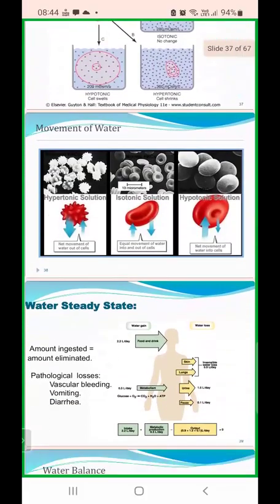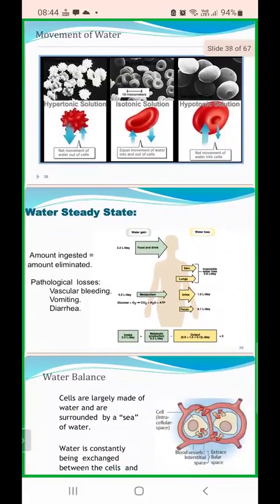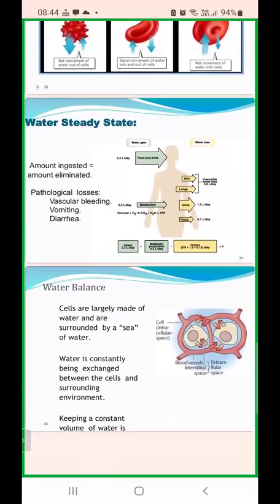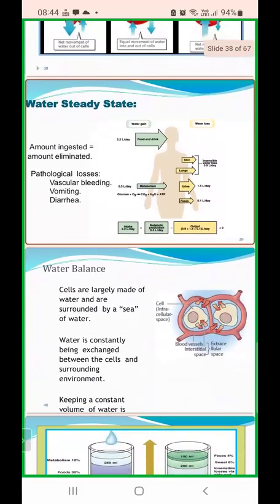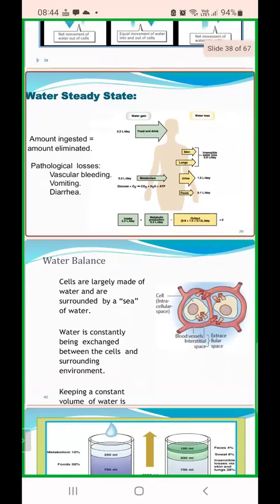This is another pictorial representation of the movement of water. Now, at water steady state, the amount ingested is equal to the amount eliminated. Whenever there are pathological losses like vascular bleeding, vomiting, and diarrhea, this water steady state will be disturbed, and the person may suffer from either dehydration or overhydration.